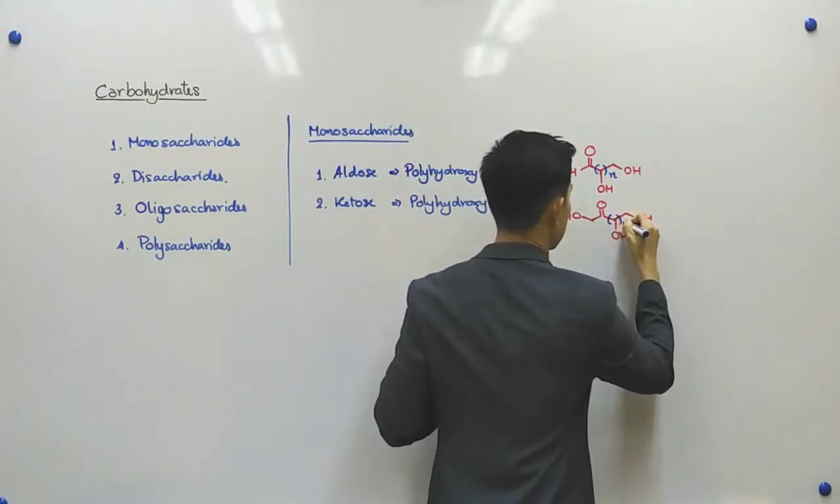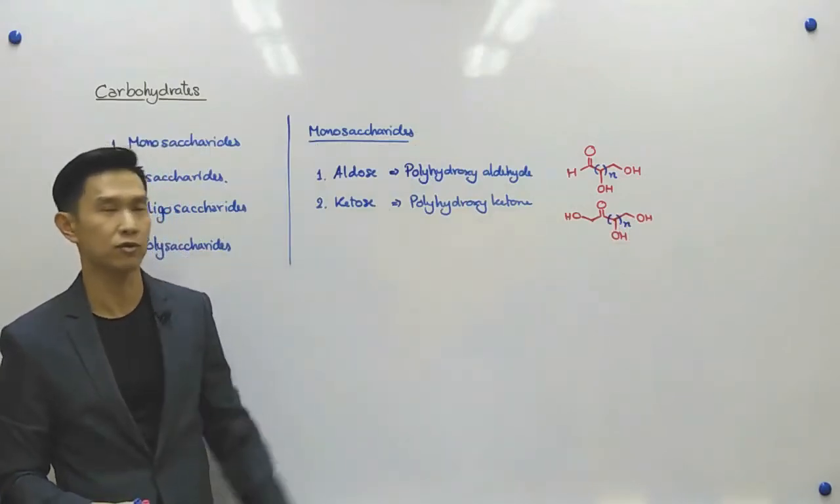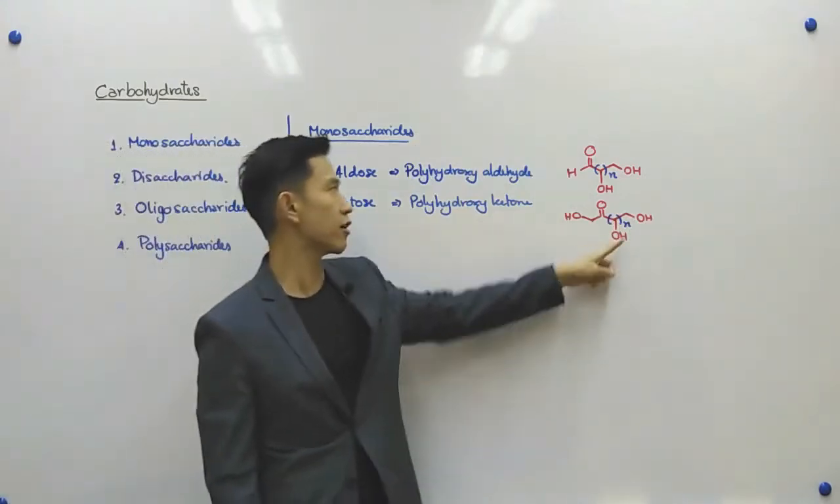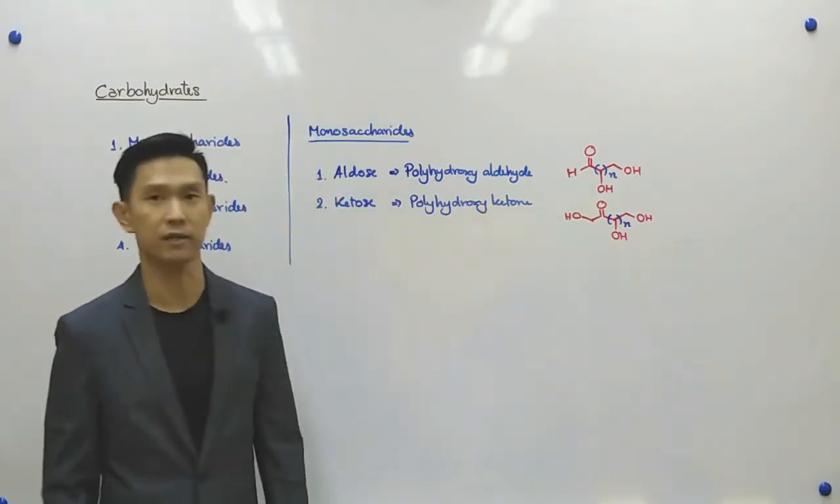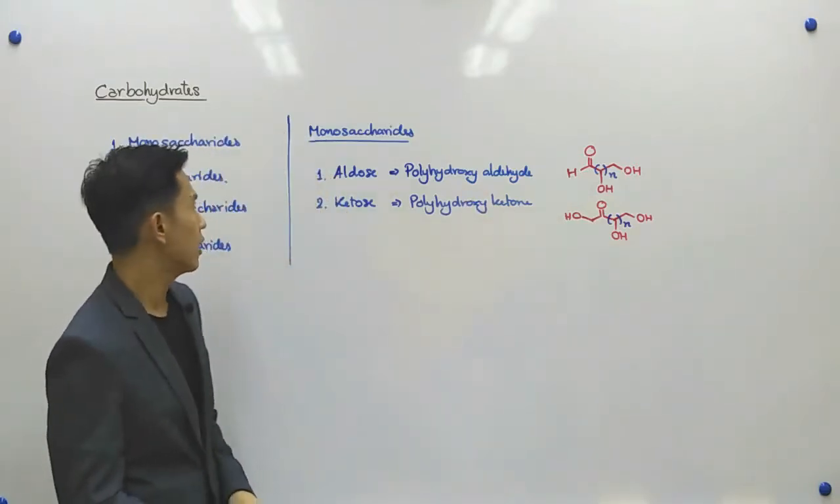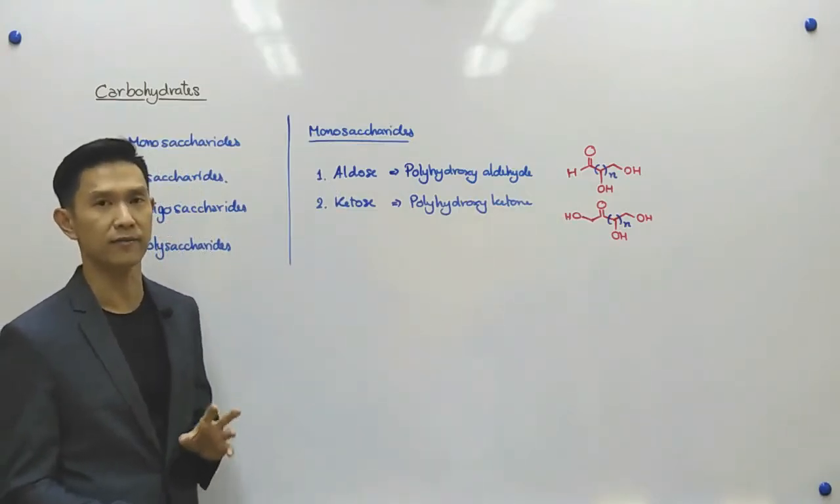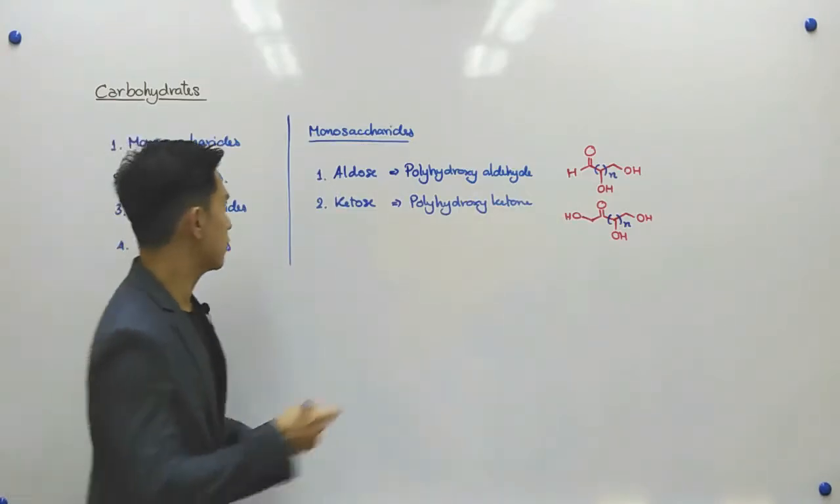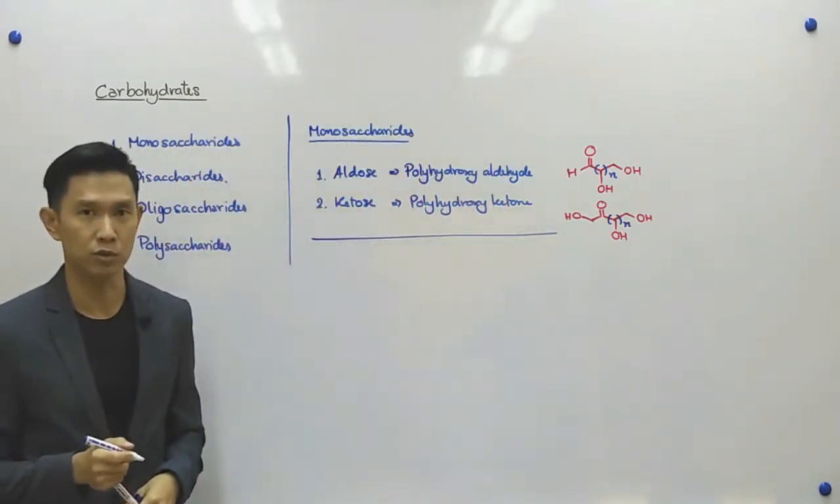So normally every carbon other than the carbonyl group contains an OH group. So we call them polyhydroxy because we have many hydroxy groups. We call them polyhydroxyaldehyde and polyhydroxy ketone. So we divide them by the functionalities in the molecule, but we can also divide them by the number of carbon in the molecule as well.